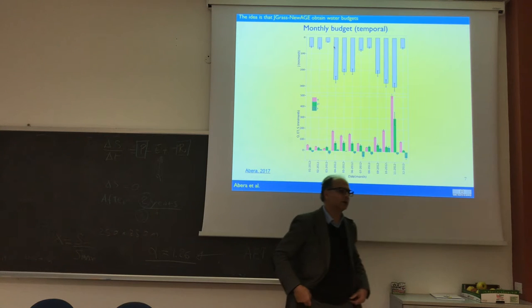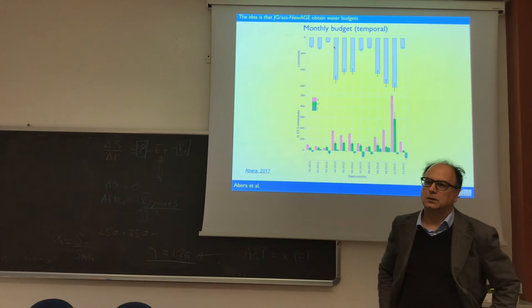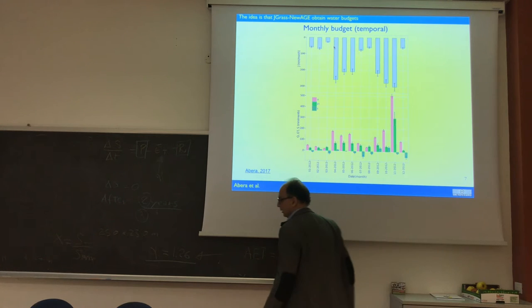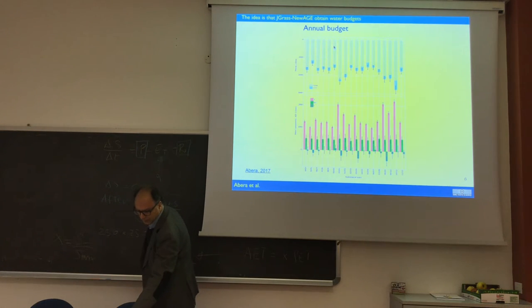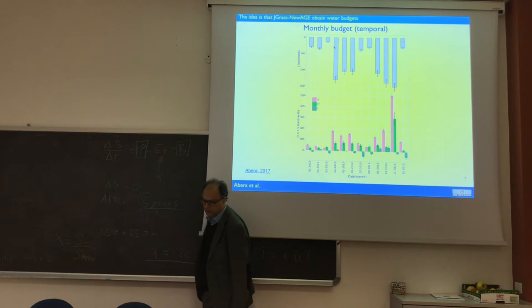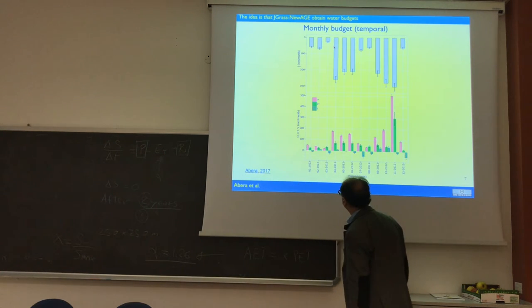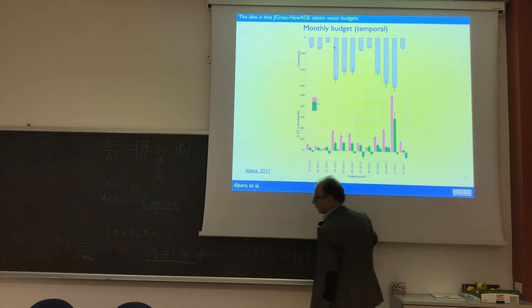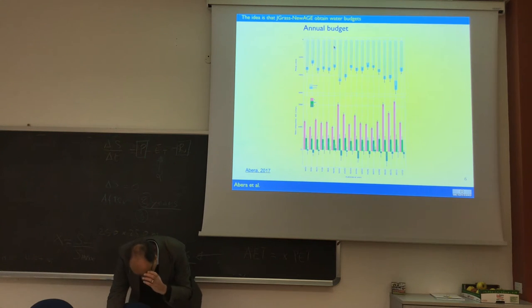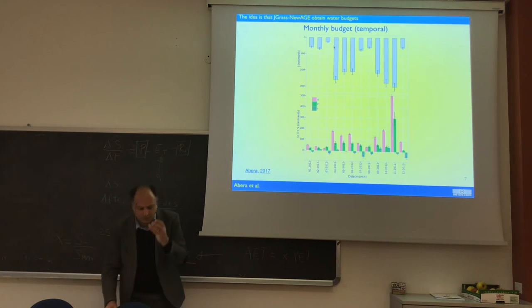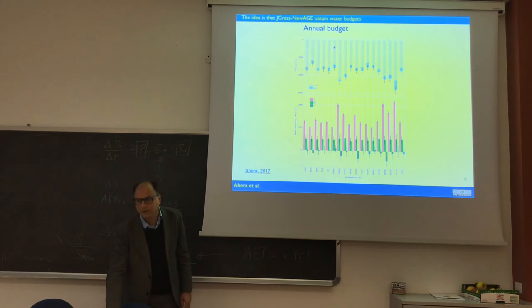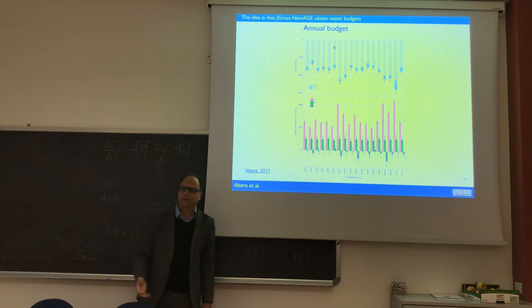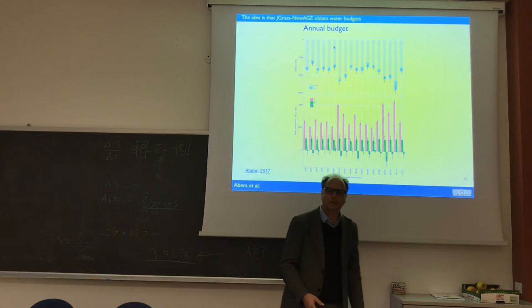Obviously, we are running the model at roughly that time scale. So the budget you see here is monthly. Okay, so the other is yearly. Must be yearly, this one. Because actually, I remember it is the yearly evapotranspiration that tends to be constant.